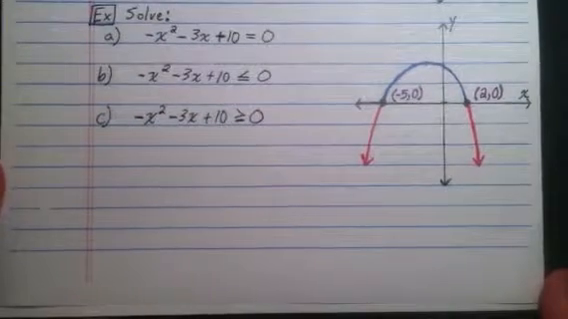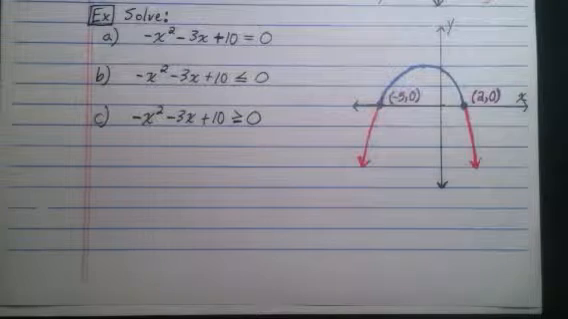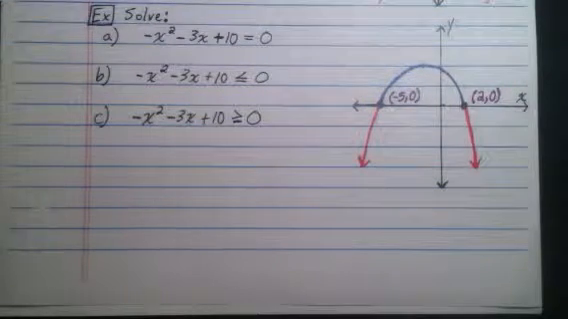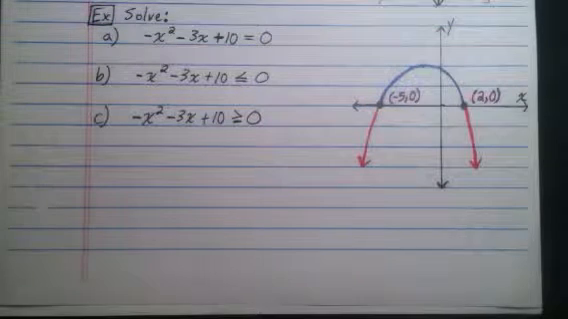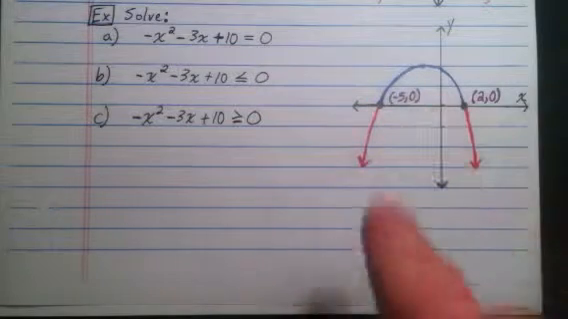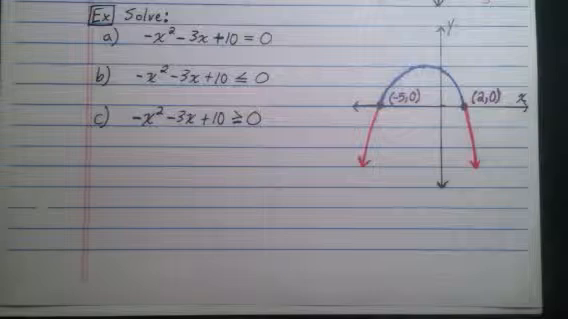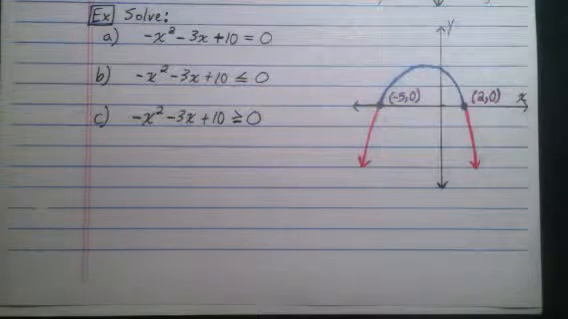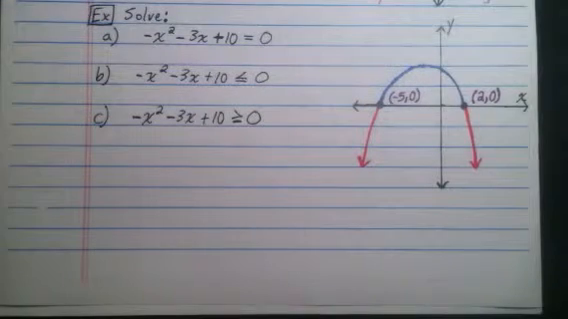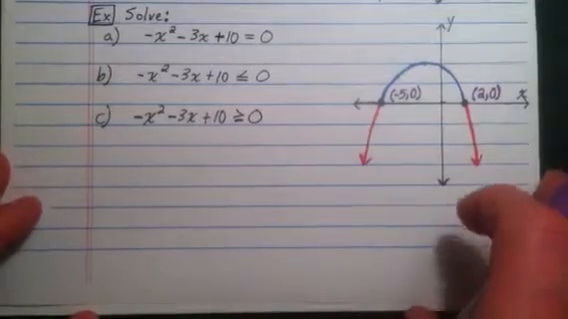Alright, so here we have the quadratic -x² minus 3x plus 10 equals 0. So first of all, I do have it graphed on the right, although in order to find these two x-intercepts is a little tricky because we have a negative x squared. So what I would do in order to solve this, to find those two x-intercepts, is rearrange the equation to make the x squared become a positive, and then try to factor.